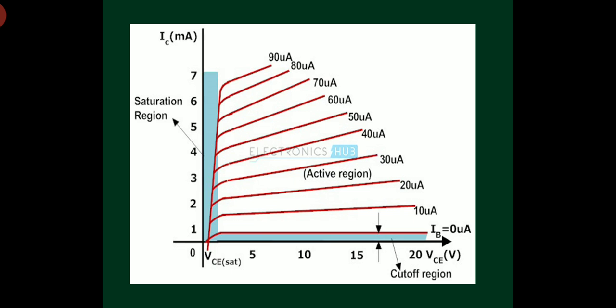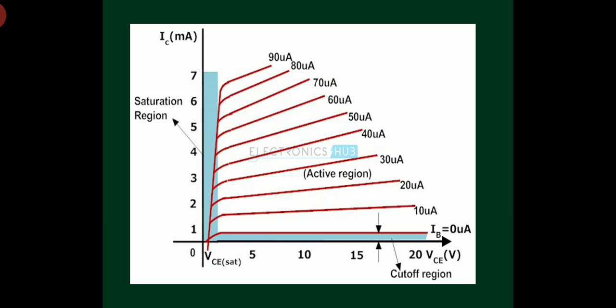In this graph, you can see that the characteristics are not horizontal, like in common base configuration. In common base configuration, if you look at output characteristics, it is a horizontal line and spacing between the two graphs is equal. But here, if I take IB equal to 0 microamp and IB equal to 10 microamp, the width between these two curves is not fixed.